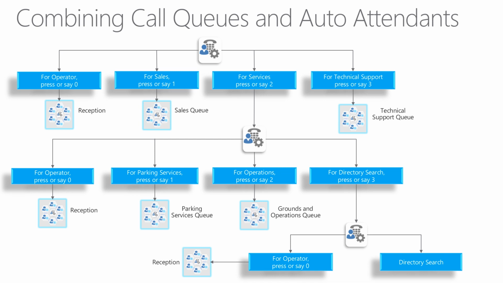So the nice thing is you can combine call queues and auto attendants. For example, you can have an auto attendant that picks up, and then you can say for operator say 0, for sales say 1, for services say 2, for technical support say 3, and then you can actually redirect that call when they say 3 to a technical support queue, which is a call queue. That way you can combine the best of both worlds and get an efficient call distribution system.